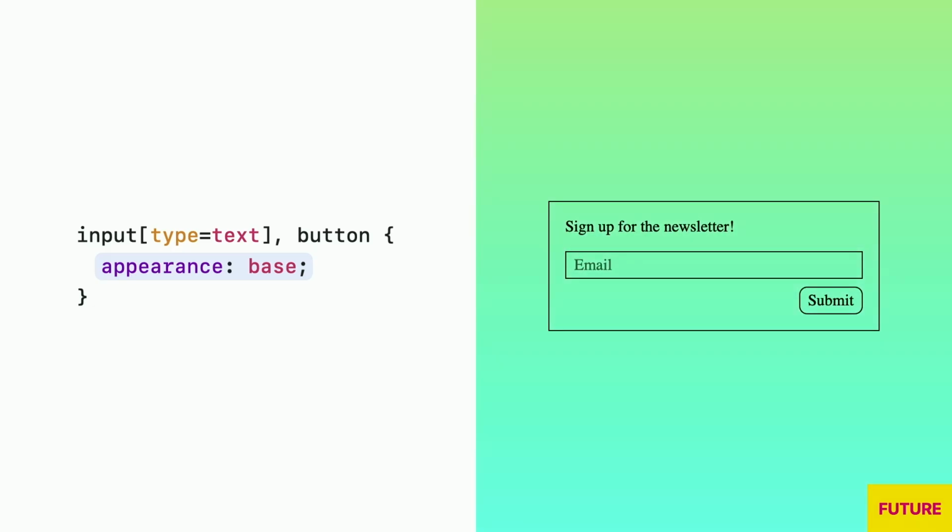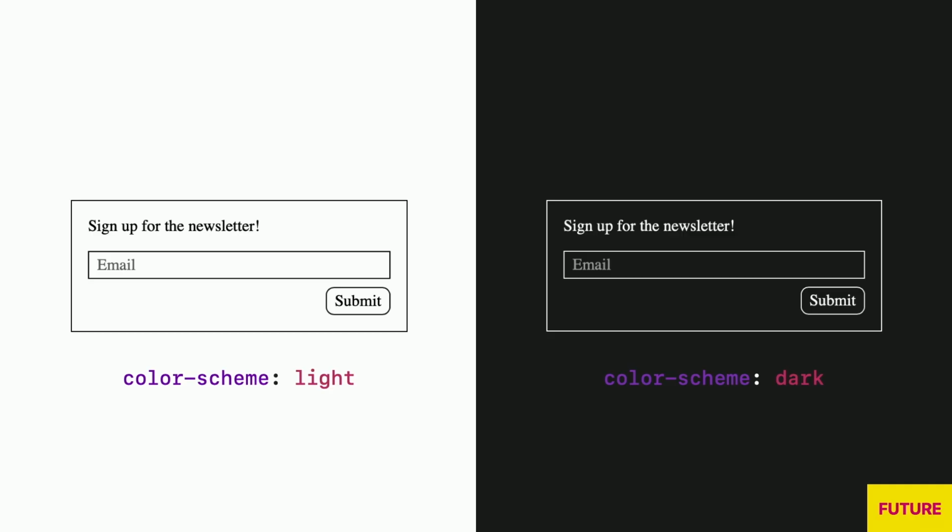And here's what happens if we add a gradient in the background of the page. The background of the form controls in appearance base is transparent, so you just see through the gradient. And this is a screenshot of appearance base across both color schemes. You'll notice a few things. The text color matches the parent form by default, and the border color matches the text color for all controls.